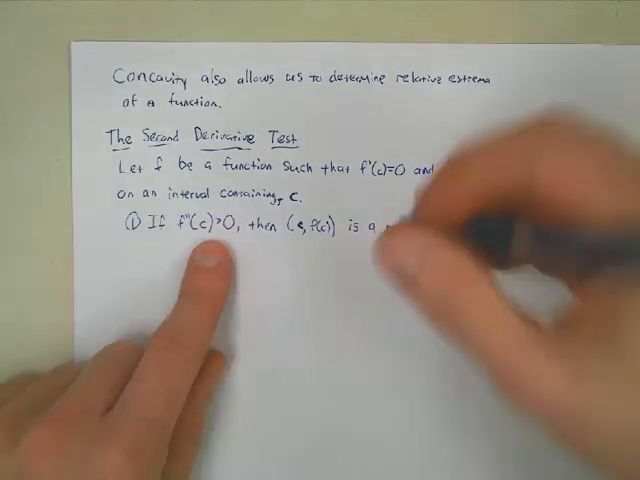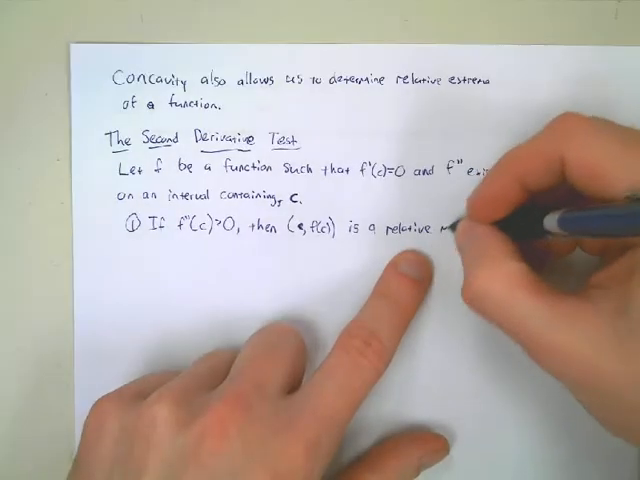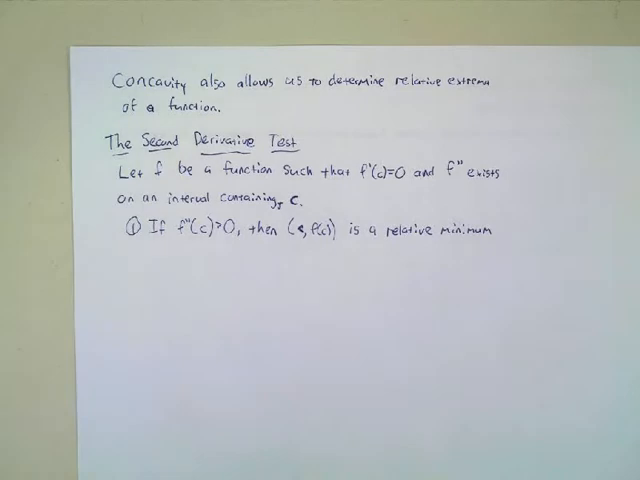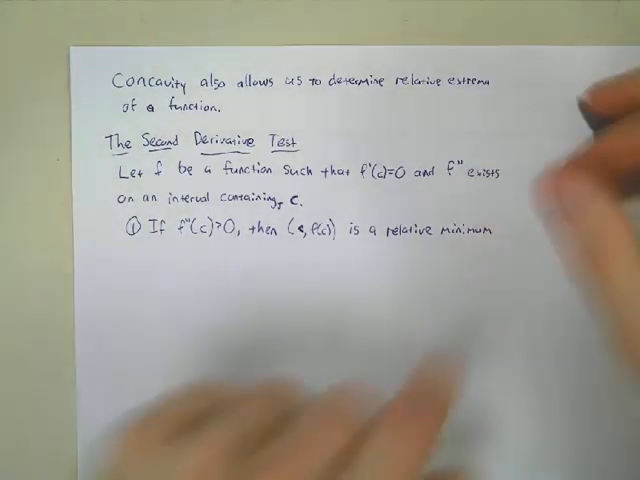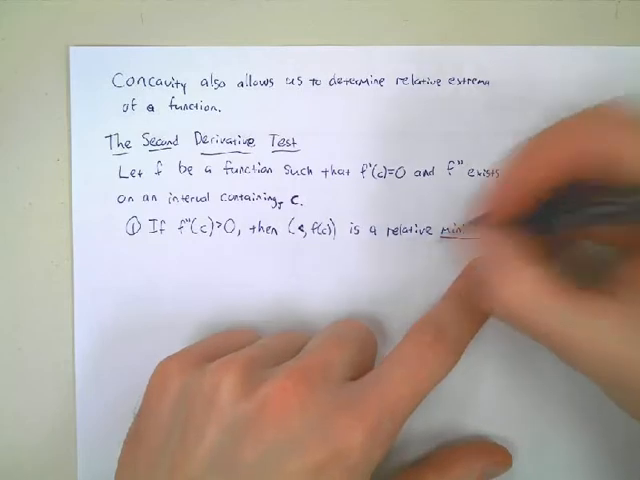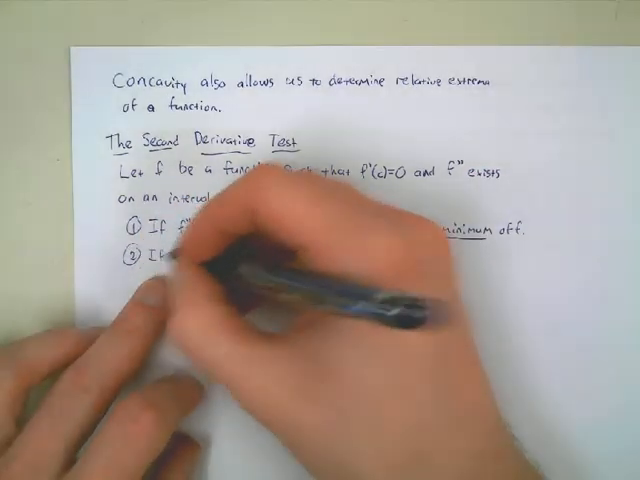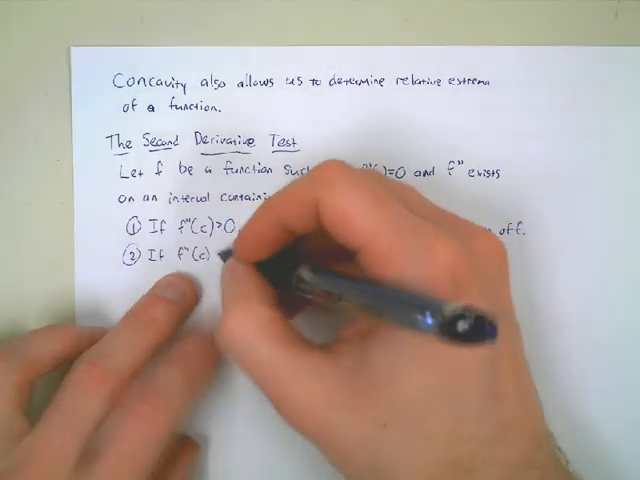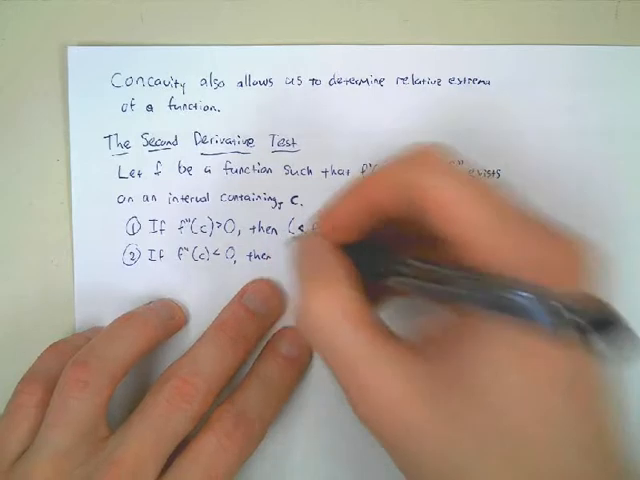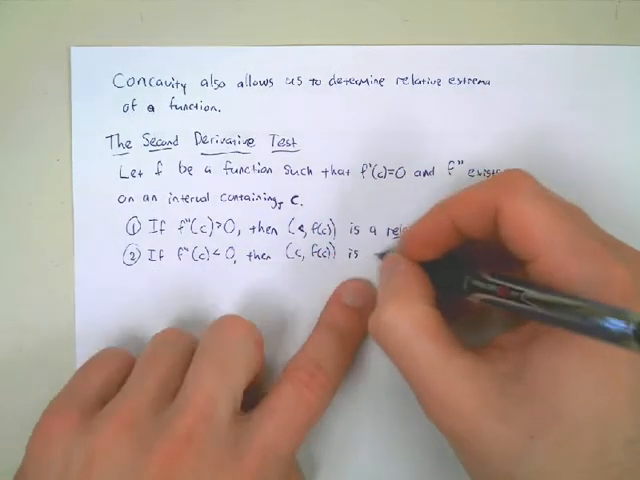If f prime prime of c is greater than 0, so if the second derivative is greater than 0, which means the original function will be concave up. Right, because if the second derivative is greater than 0, it means it's positive. Positive second derivative means the original function is concave up. Then f of c is a relative minimum. Concave up like a cup, that indicates a relative minimum of f.